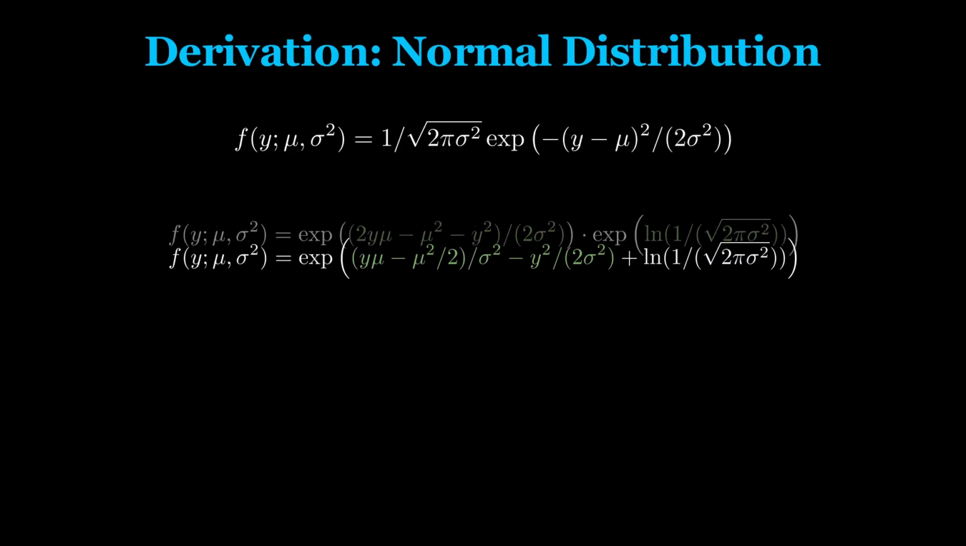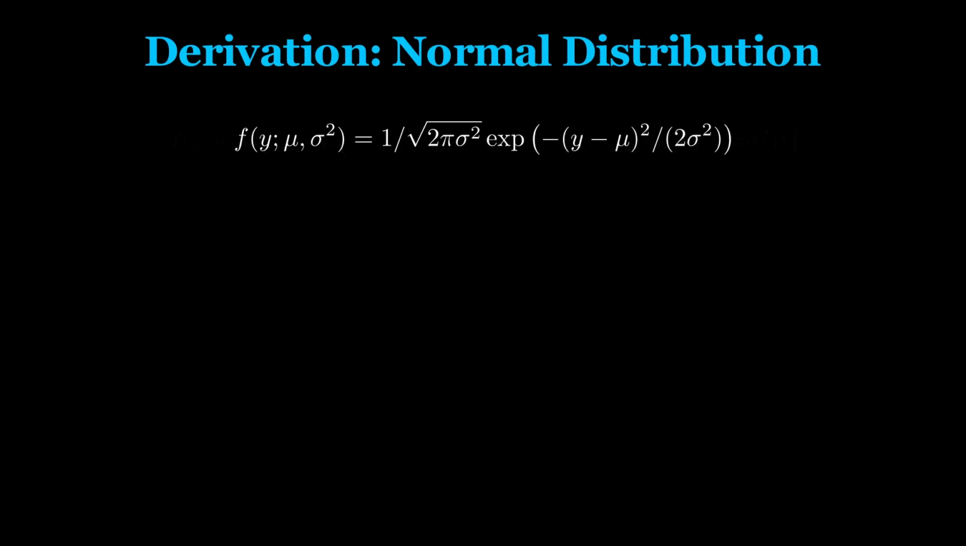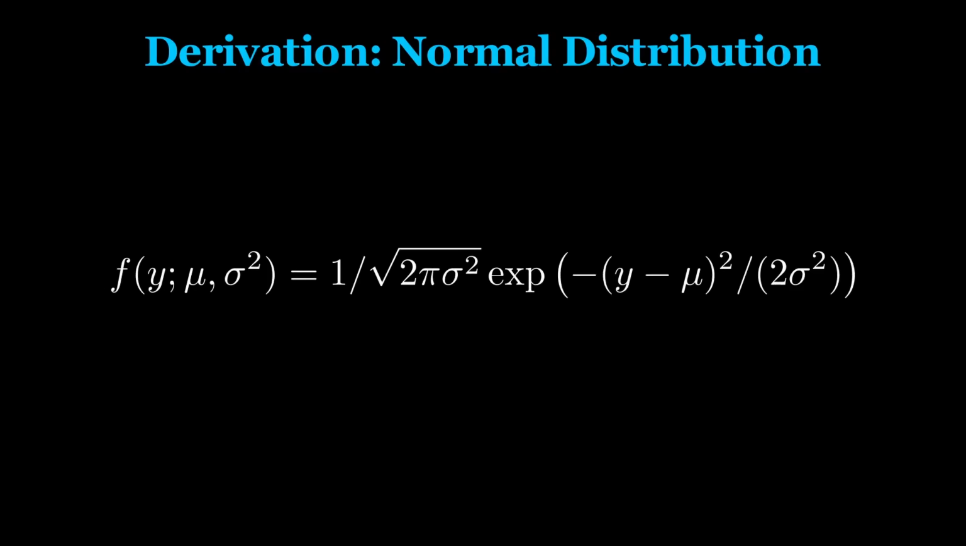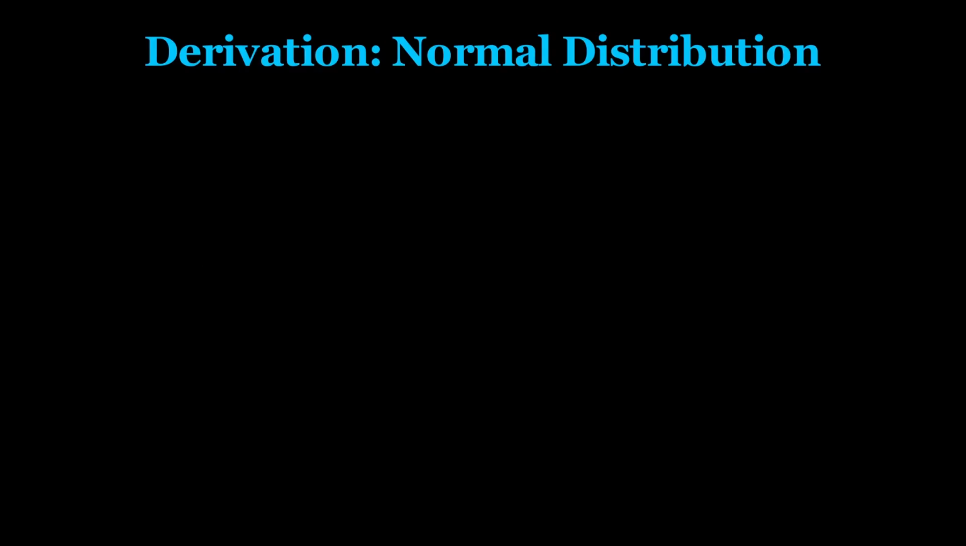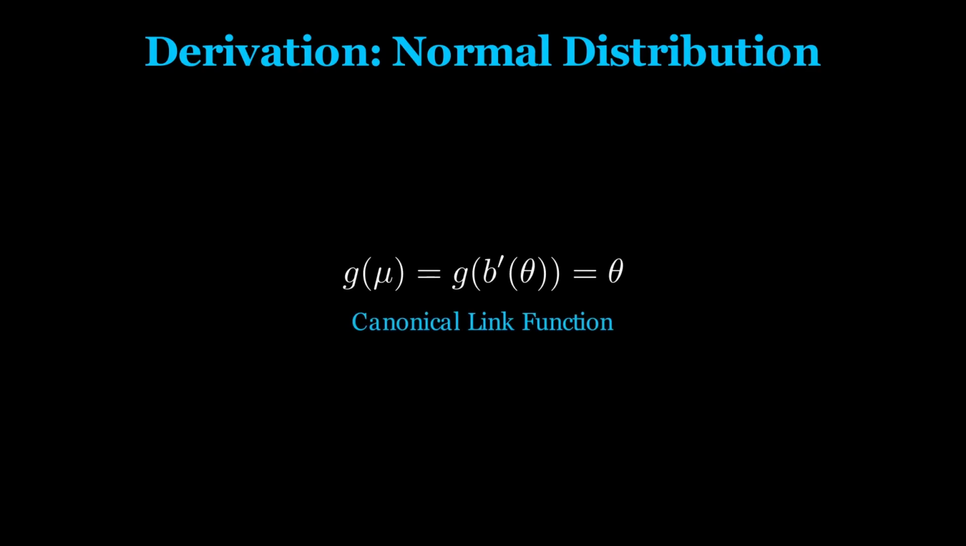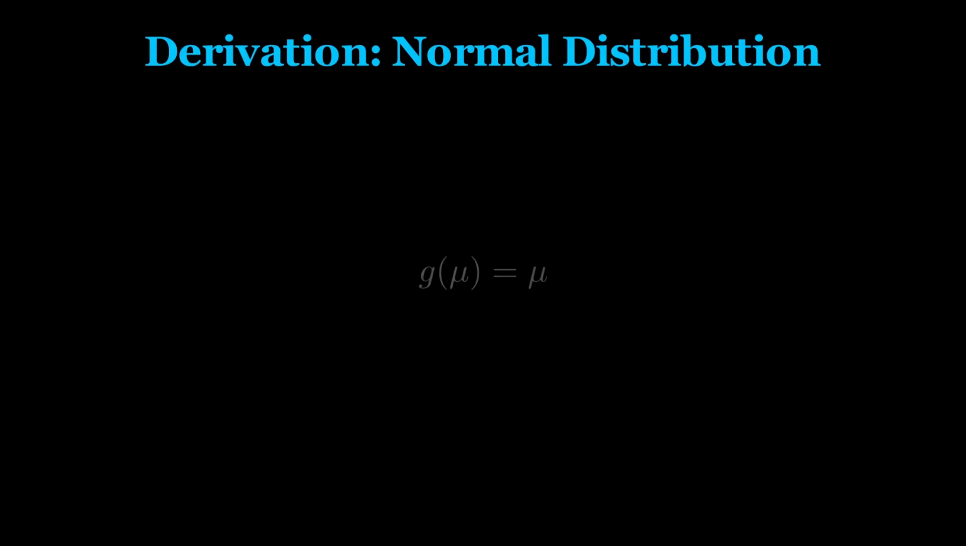Just as a reminder, exam SRM mainly tests conceptual understanding and basic applied math calculations. This level of algebra is already beyond anything you'll need to know for the actual exam. Recall that the canonical link function is the link function that equates the mean function to the canonical parameter theta. Since we defined theta to equal mu earlier, the canonical link function is simply the identity function, where g of mu equals mu.